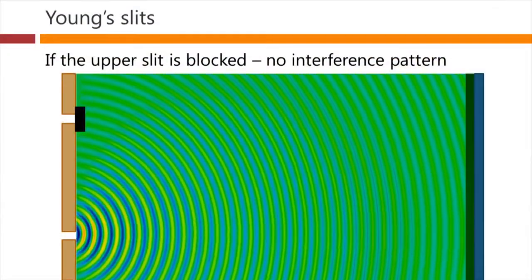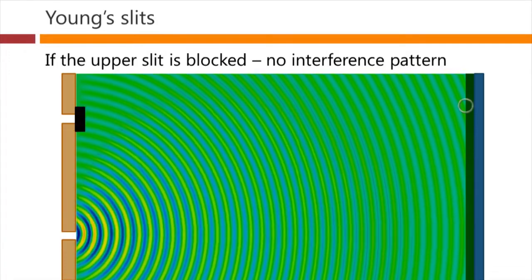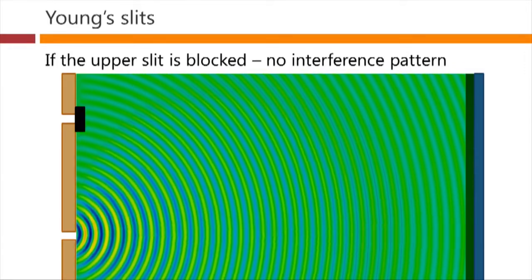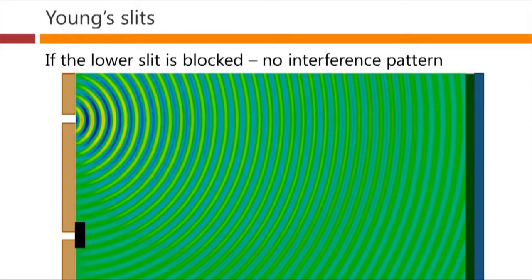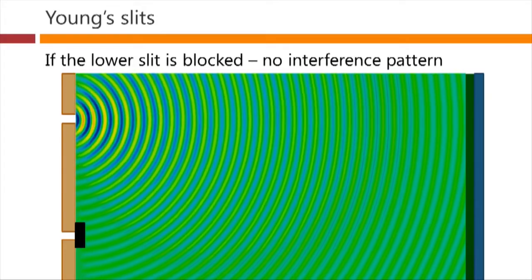So let's look exactly at that. If we block our upper slit here, there is no interference pattern. We just get a kind of uniform, not very bright pattern over here, as shown by this dark green bar. Similarly, if we block the lower slit, there's no interference pattern. So if we insist that we know for sure which slit the electron went through by blocking it, we don't get any interference pattern.